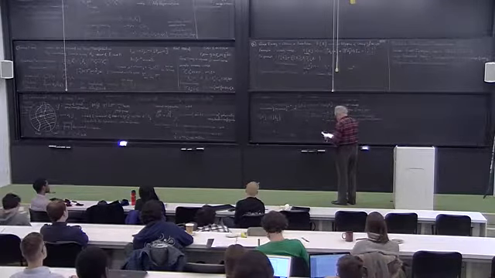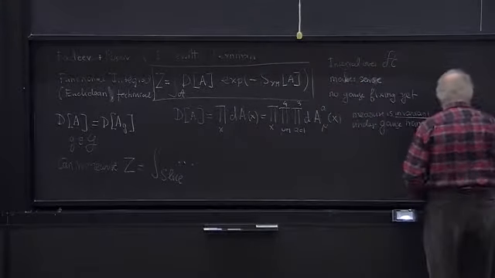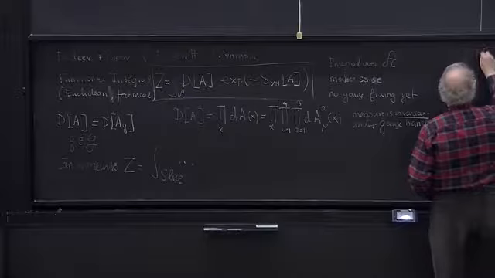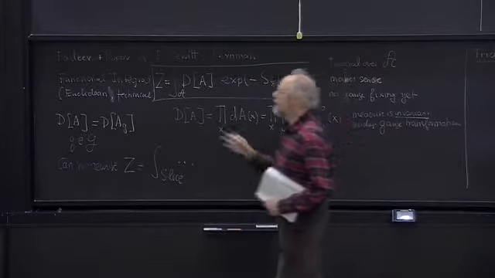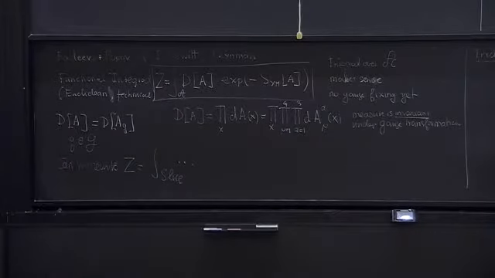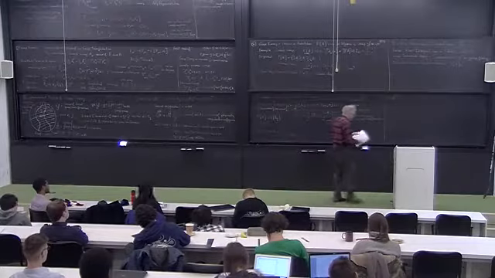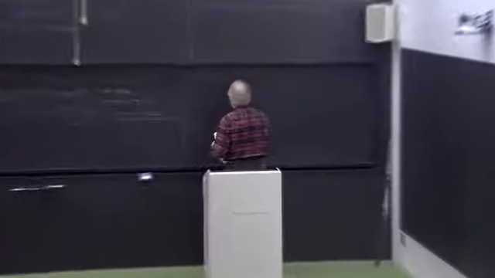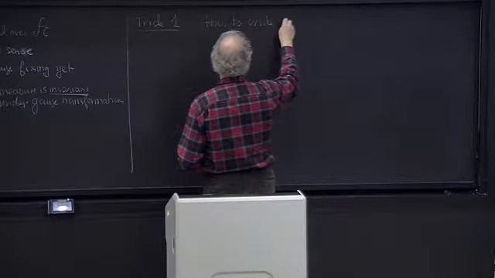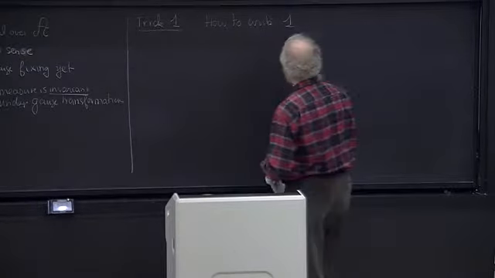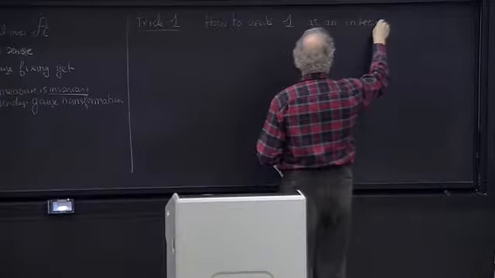Okay. So in order to do that, there is a beautiful trick. I'm going to call it trick one, because there is a second trick that I won't have time to discuss. I'll discuss it tomorrow. The first trick is something a bit stupid. Let's call it how to write 1, the number 1, as an integral.